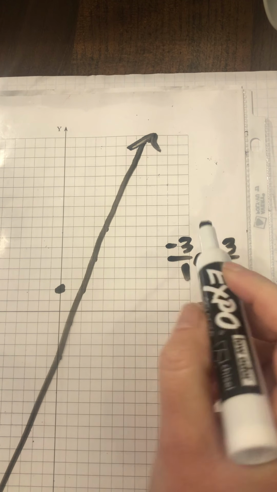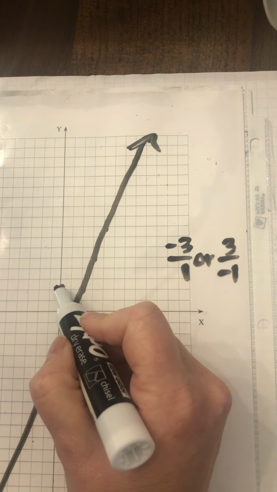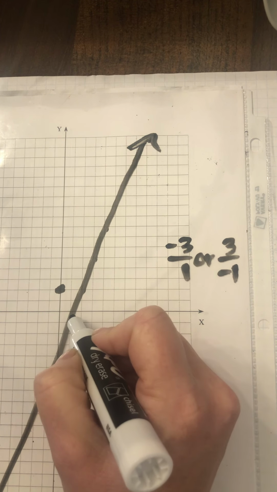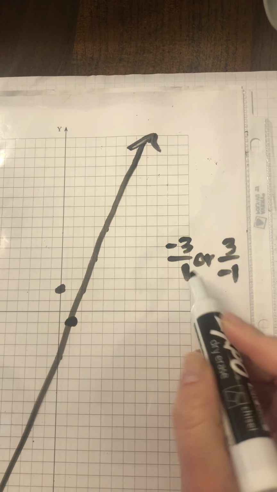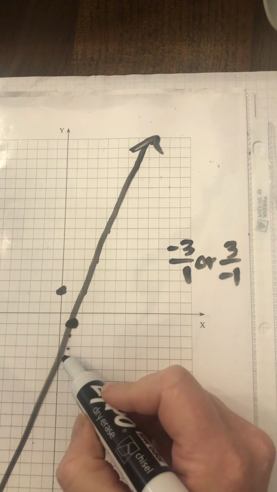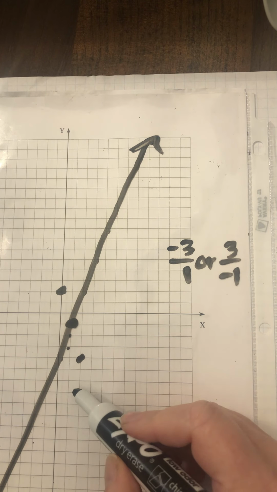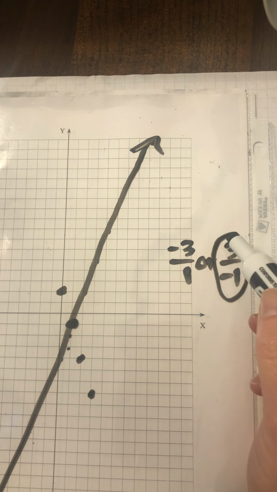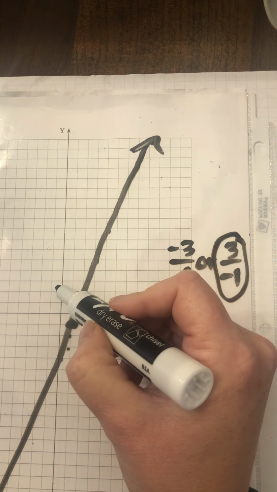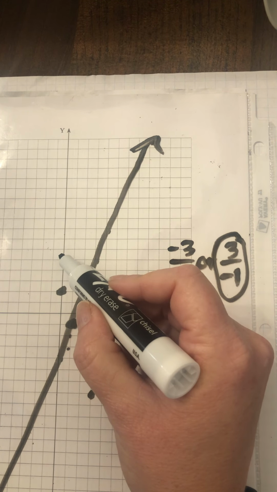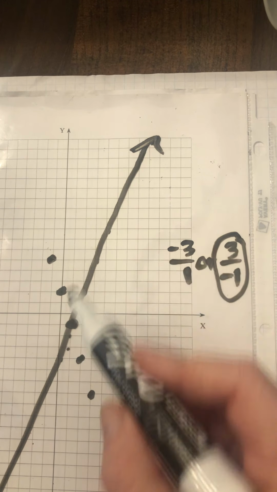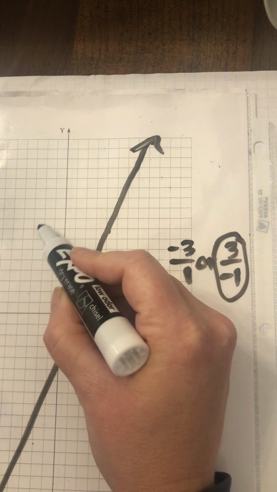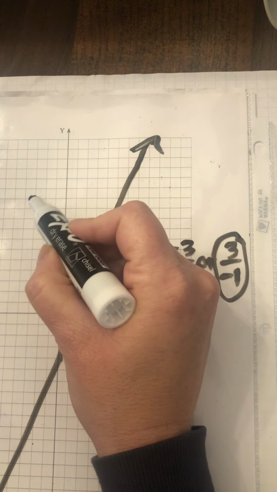So if from here I did -3 over 1, that means rise is my first number. So that means I would go down 3 and to the left 1, or to the right 1, because 1 is positive. Down 3 and to the right 1, down 3 and to the right 1. If I had done the second, 3 over -1, I would do +3, so up 3, and then to the left 1. And you'll see that this is just going to continue my line, but in the upper direction. Up 3, but to the left, -1. Up 3, to the left.